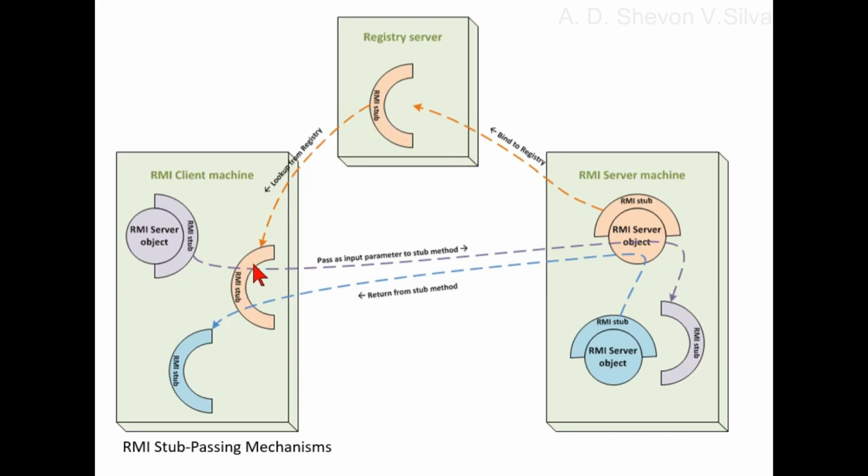Note, technically the registry does not have to be co-located on the same machine as the RMI server object. Therefore, the stub may initially get serialized and sent to the registry machine before the client requests it.